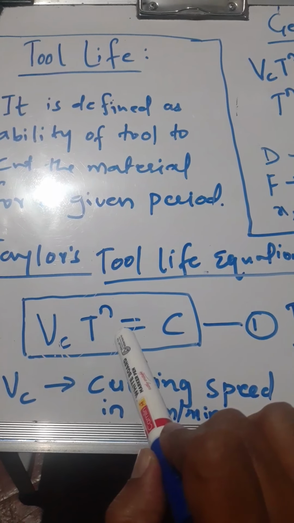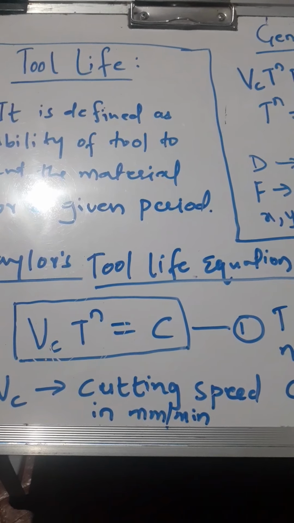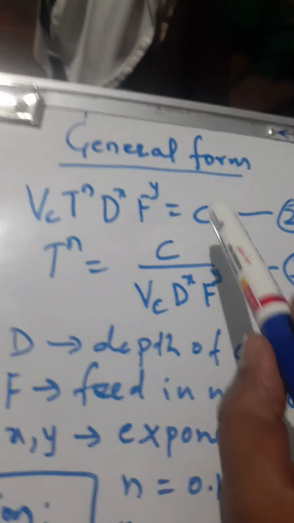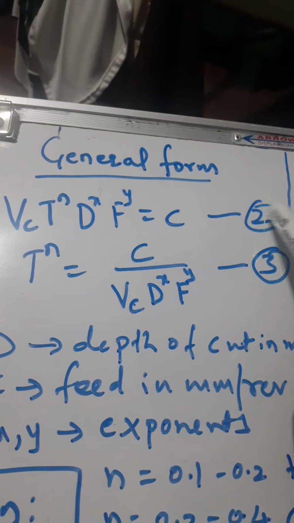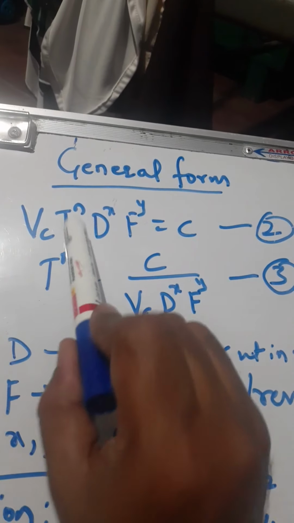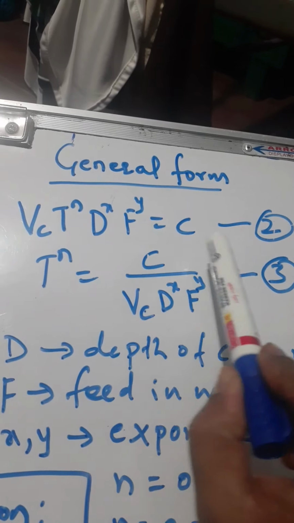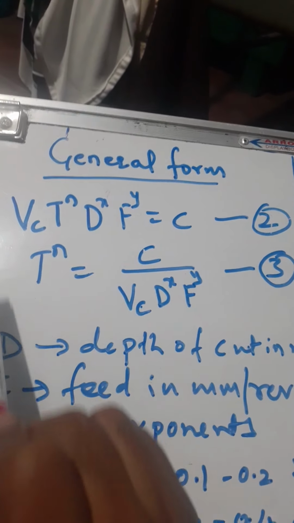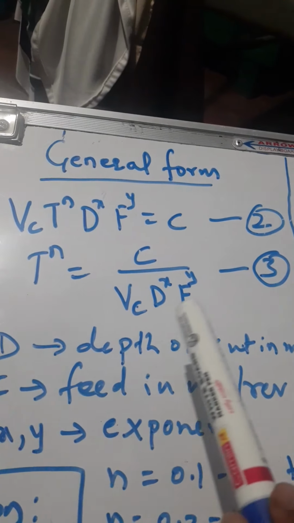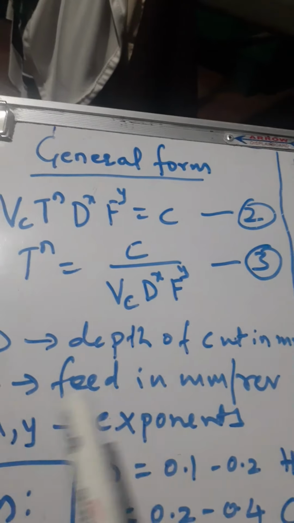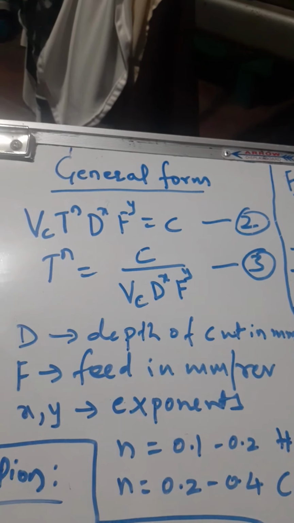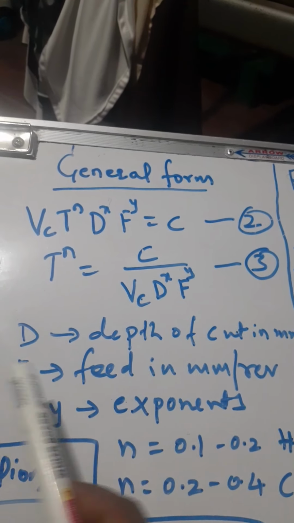Now this equation is further modified by considering the feed and depth of cut. So the modified Taylor's equation looks somewhat like this, indicated in equation number 2: Vc T^n d^x f^y = C. You can rewrite this equation in this form to determine the tool life T, where d stands for depth of cut in mm, f stands for feed in mm per revolution or mm per stroke, and x and y are the exponents.